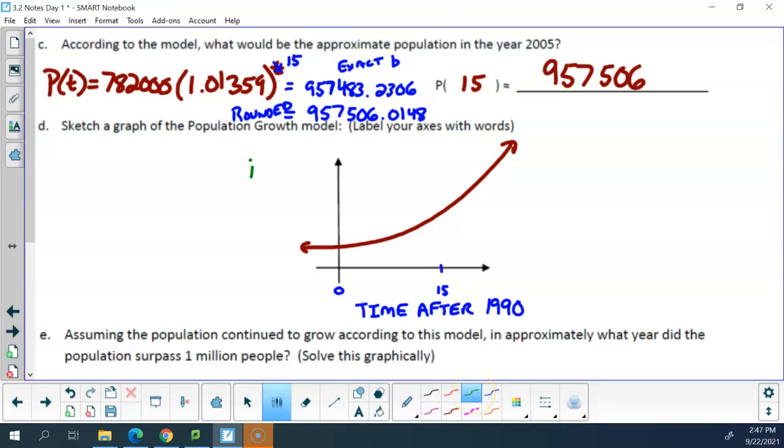Vertically, I would label it as population. This would be 782,000. This would be 957,506-ish, somewhere in that range, because then when those two intersect, that's what we got.